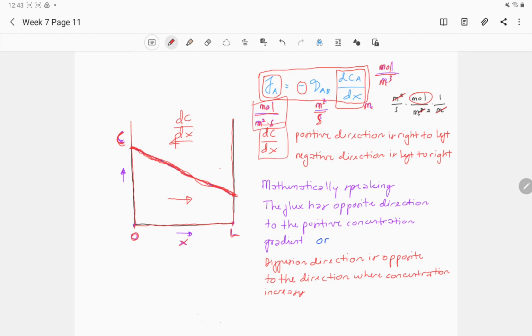That's important because the positive dc over dx has a positive direction from the right to the left, and the negative direction is from the left to the right. So this is the direction of the diffusion, or the flux J_A. Mathematically speaking, the flux has the opposite direction to the positive concentration gradient, or the diffusion direction is opposite to the direction where concentration increases. These are the important physical significance of this Fick's first law equation that you as a chemical engineer need to understand.